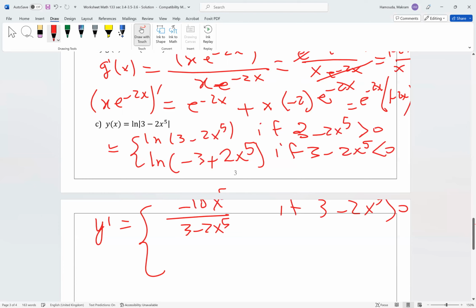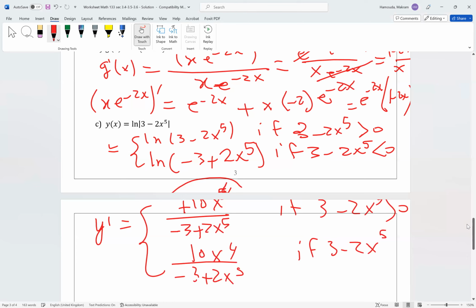And it is equal to minus 3 plus 2x power 5, and the derivative of this function is 10x power 4 here. This one is 4. So basically it's the same. In the first one, if you put the minus here in the denominator, it will become minus 3 plus 2x power 5. So in fact, it's the same expression for both sides.